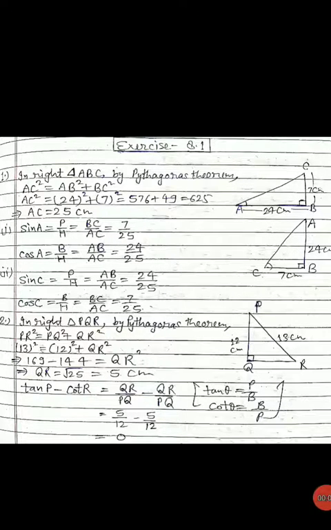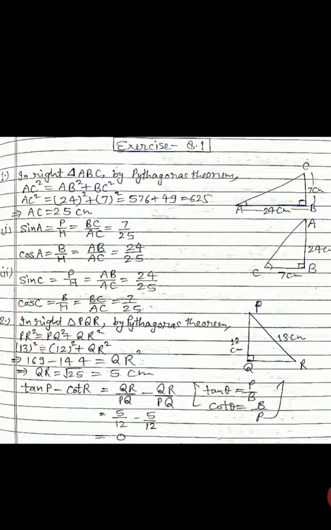Now I am starting exercise 8.1. In this exercise, the first question is: in triangle ABC, right angle at B, AB equals 24 cm and BC equals 7 cm. Determine sin A, cos A. Second part, sin C and cos C.